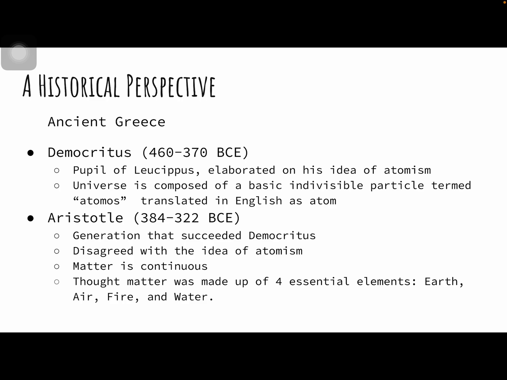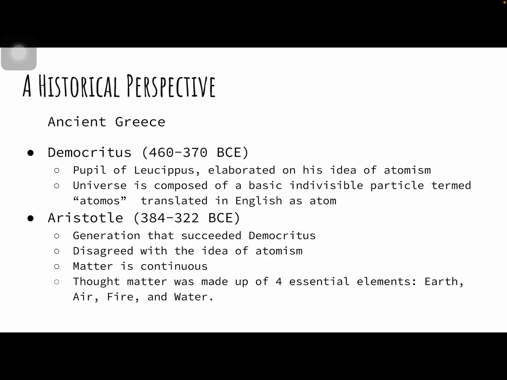So going all the way back to ancient Greece, we are looking at Democritus, who lived between 460 and 370 BCE. He was a pupil of Laplace. He elaborated on his idea of atomism: the universe is composed of basic indivisible particles called atomos, translated into English later on as atoms. He believed that there were these solid structures that we called atoms, and they worked together to make up what we know as matter today.